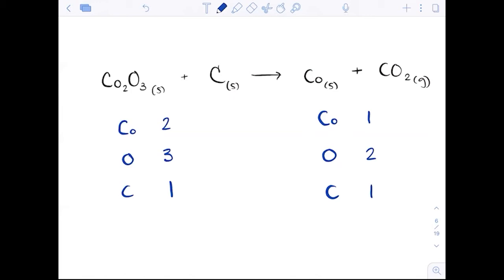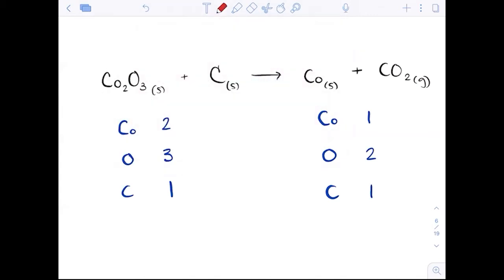I like to make lists. I like to check it out on both sides. And I also like to write my list in order. If I write cobalt first, then oxygen, then carbon on the reactant side, I'm going to write cobalt, then oxygen, then carbon on the product side, so my brain doesn't have to search too far for the correlation.